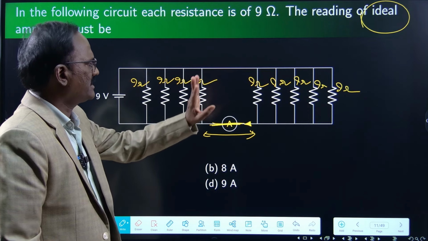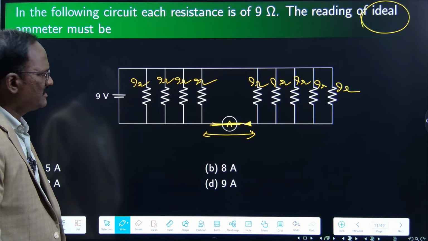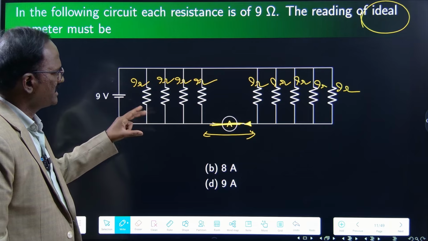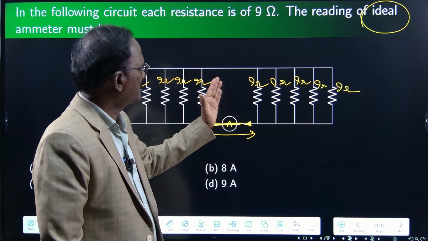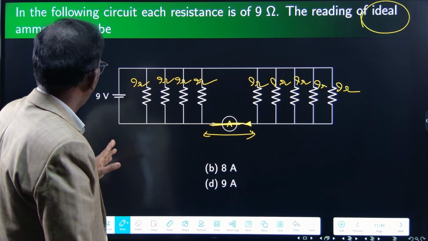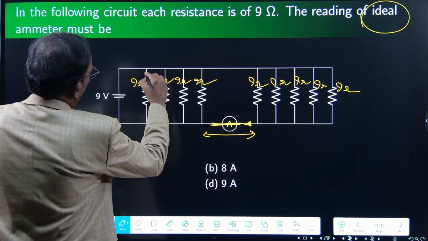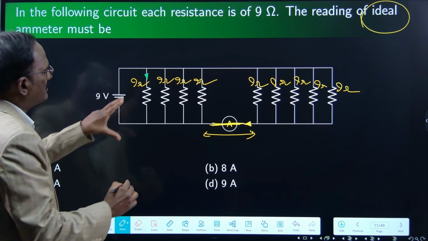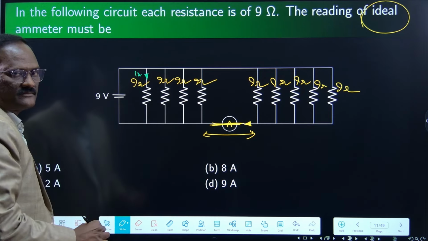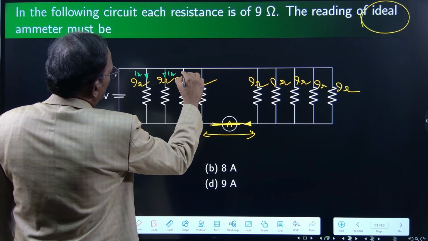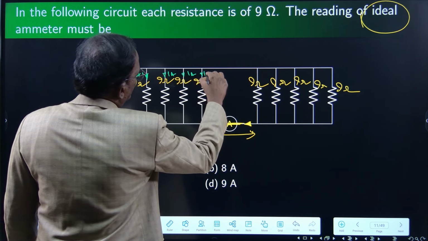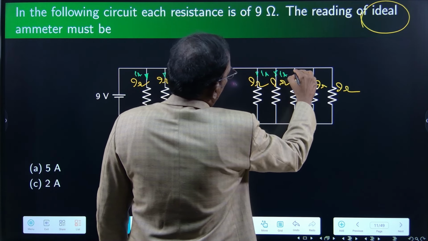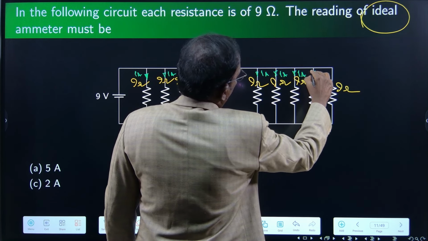So all are 9 ohms, equal values. The battery will also be 9 volts. So all are connected in parallel. First part, 4 resistors, then one ammeter, then another 5 resistors. So this current I can easily calculate. Parallel circuit, V divided by R, 9 by 9, 1 ampere. Similarly, this is also 1 ampere, 1 ampere, 1 ampere. All the branches are carrying equal values of current, 1 ampere.